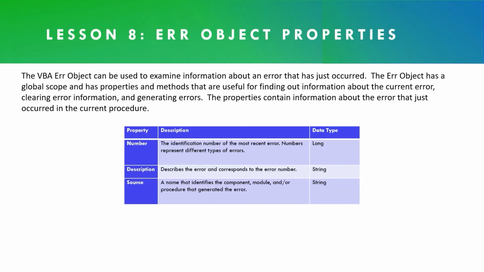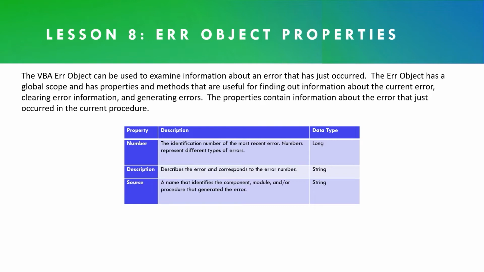The error object in VBA can be used to examine information about an error that has just occurred. The error object has a global scope and has properties and methods that are useful for finding out information about the current error, clearing error information, and generating errors. The properties contain information about the error that just occurred in the current procedure.